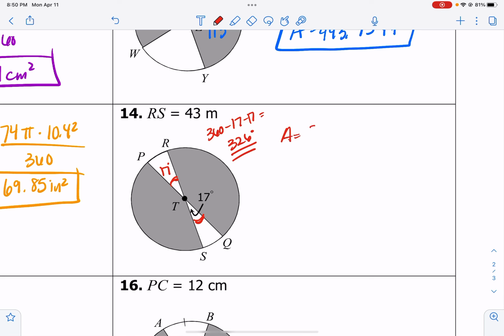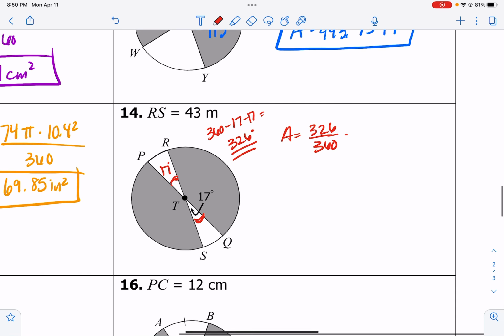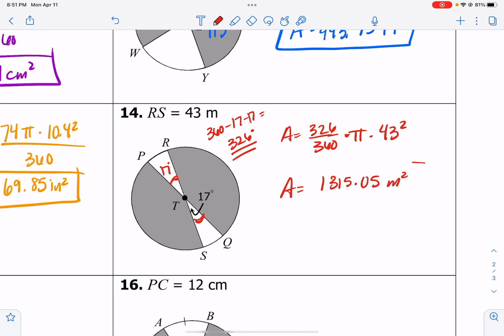So my area equals 326 out of 360. Remember, fractions are always just how much I want versus how much I have, times pi times my radius of 43 squared. All in the calculator, all at once. 15.05 meters squared.